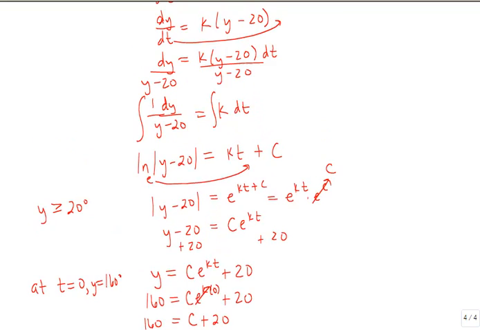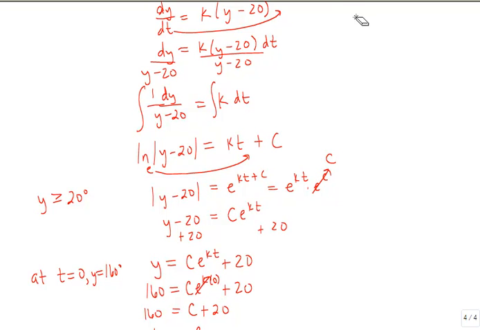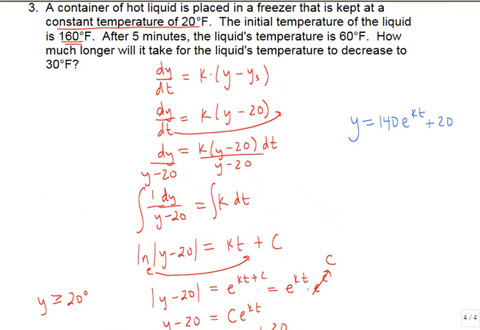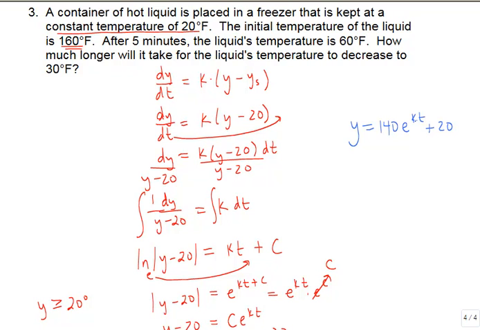So my model up here, I'm going to write it over here now, is y equals c, which we just solved for and found out to be 140, e to the kt plus 20. So that's the model I want to use. I still need to find out k. So that's what this first set of data is going to allow me to do. After 5 minutes, the liquid's temperature is 60 degrees. So when t is 5, y is 60.